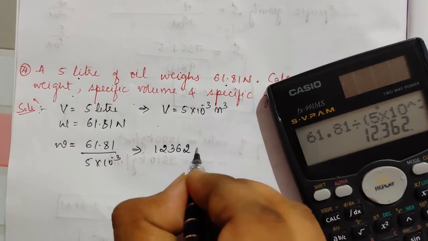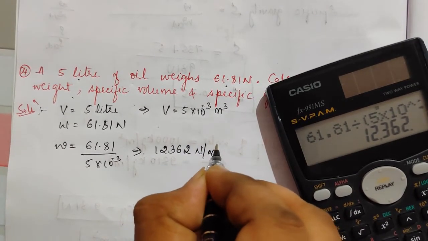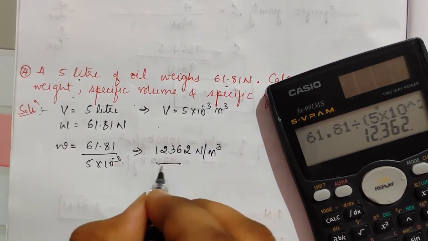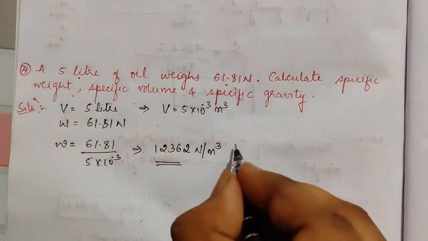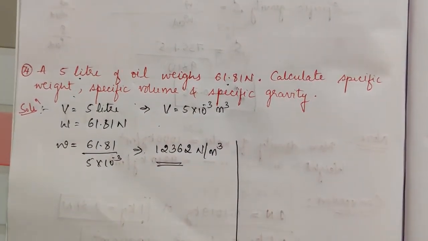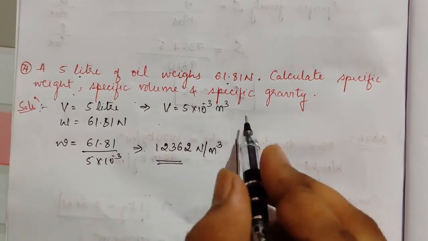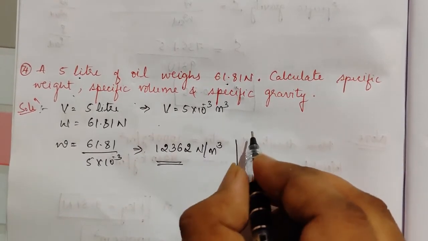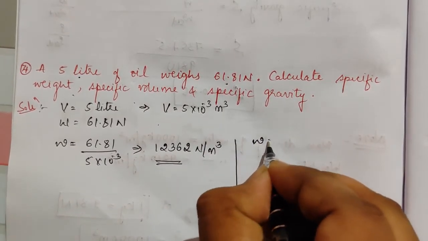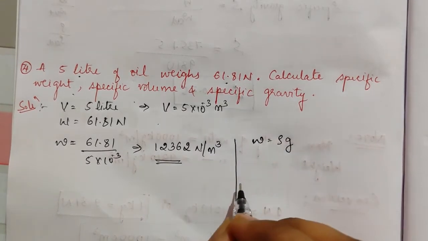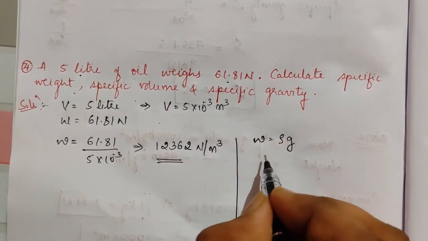So what is the unit? Newton per meter cube. Specific weight I found out. Then what I need? I need specific volume. So same, specific weight is equal to density into gravity.